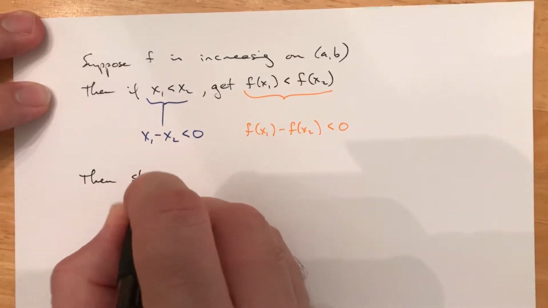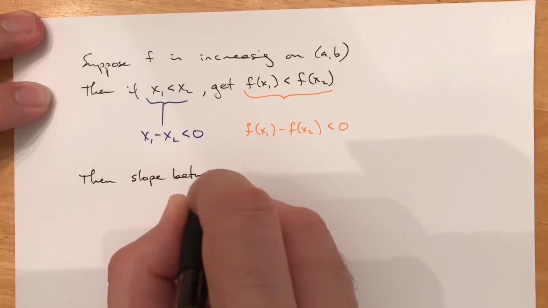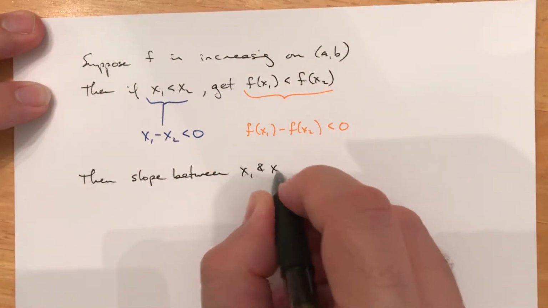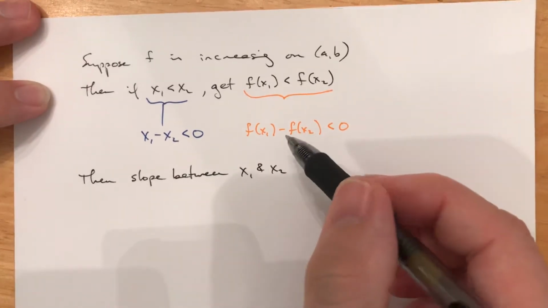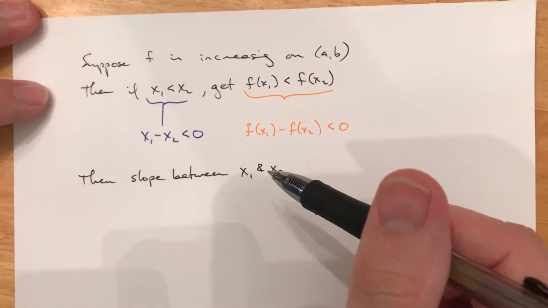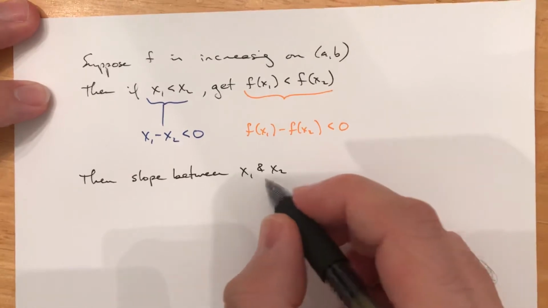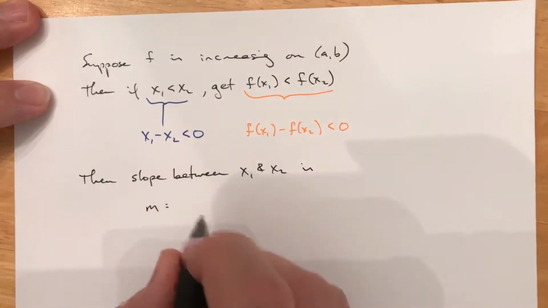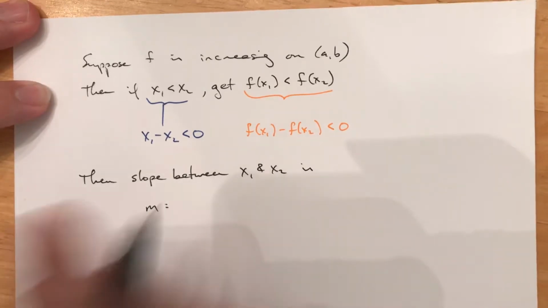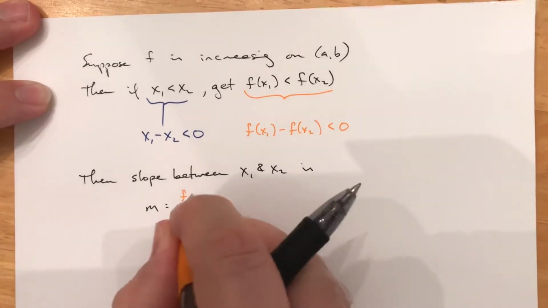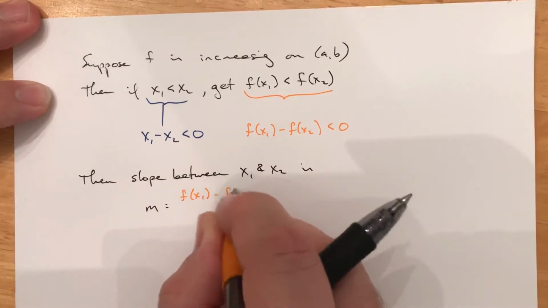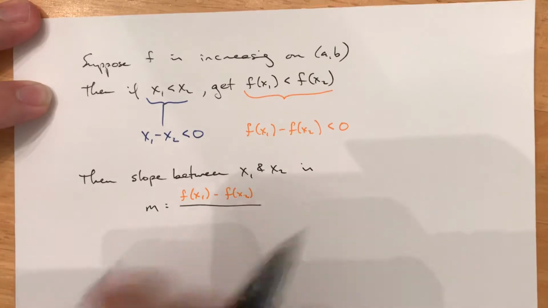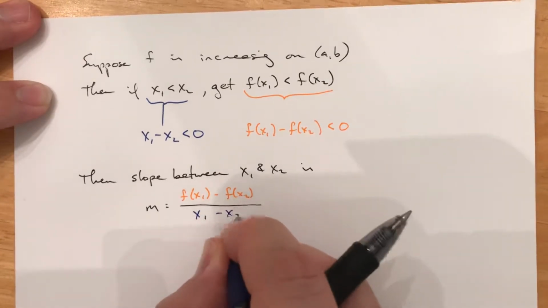Then the slope between x1 and x2, again, this would not be the derivative, it would be the slope of the secant line, but that's okay. The slope between those 2 points is f of x1 minus f of x2 divided by x1 minus x2.